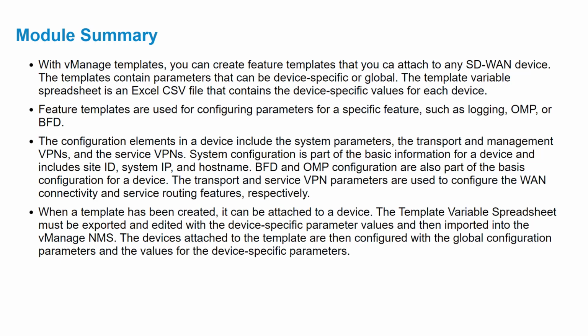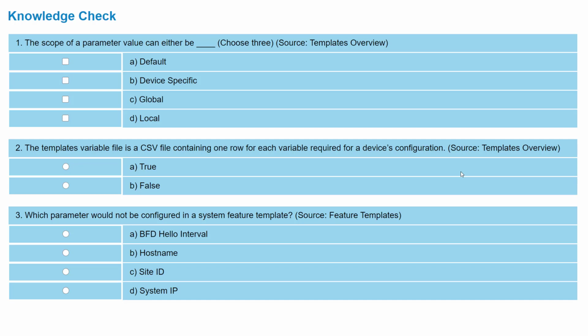All right, so let's wrap up this module by going through some of these review questions. The first question is, the scope of a parameter value can either be, and we have to choose 3 options. So the scope, if you recall, is there's a default value, that's the one with the checkbox. There's a global scope, which is the one that has the globe icon, and then there's the local scope, which is the one that has the little host icon, right?